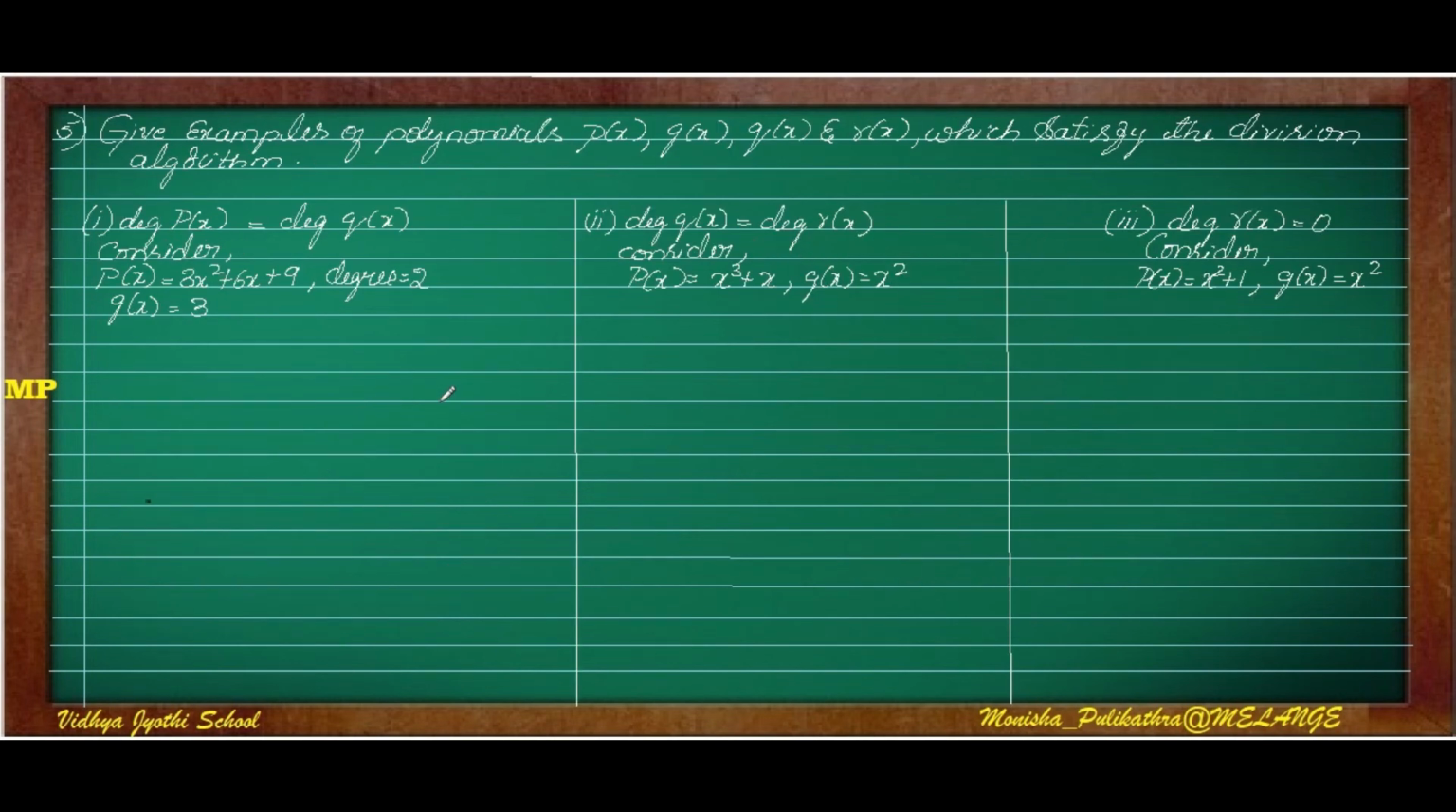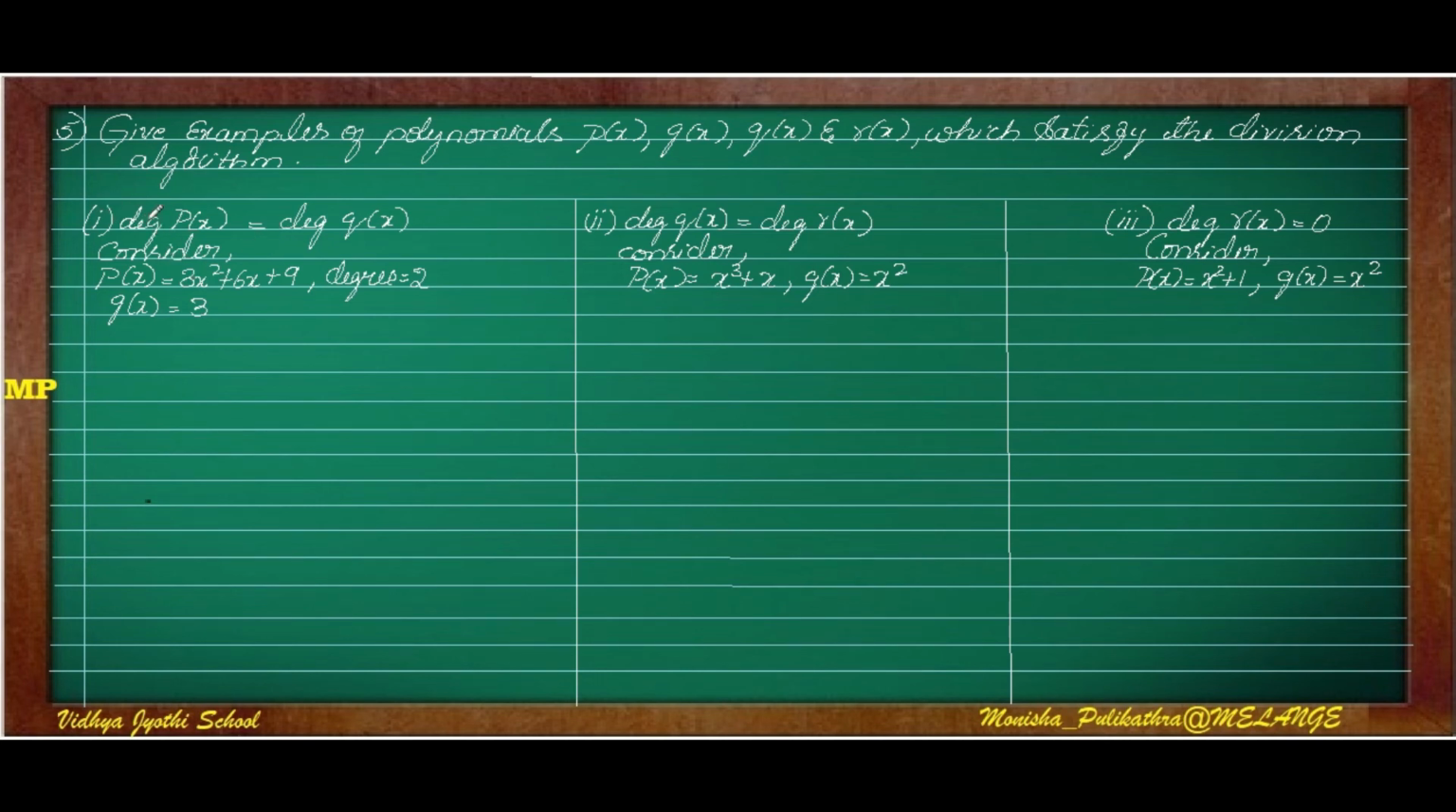Moving on to the last question of this session and also the last question of the polynomial chapter. So give examples of polynomials. Here p(x), g(x), q(x) or r(x), nothing will be given. So we have to just make it in a conditioned form so that it has to become equal to each other. We can give any example, whichever we want, whichever degree we want.